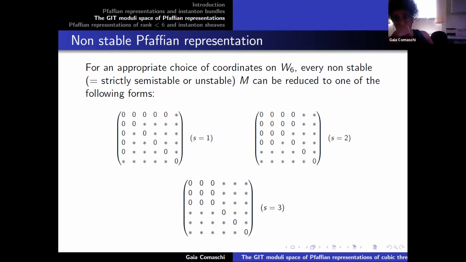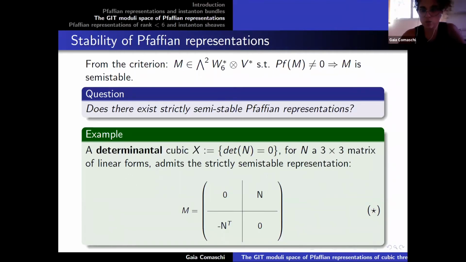Similarly, all the semi-stable points, so either strictly semi-stable or stable, for a suitable choice of coordinates on W6, might be reduced to one of these forms. So from the criterion, we can deduce immediately that whenever we have a matrix of linear forms whose determinant is non-zero, so whose Pfaffian is not zero, then it is automatically semi-stable. So all Pfaffian representations of cubics will give us points in the moduli space.